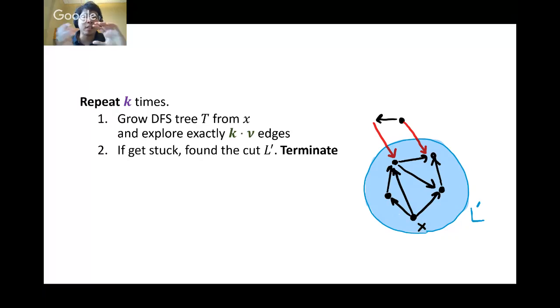Then the graph changes a bit, and if you run your DFS tree and you cannot explore, you get stuck before you can explore k new edges. Like here, you get stuck at L prime like this. Before you can explore k new edges, then you just return what you have, all the nodes that you have explored. This is L prime. So L prime is all the nodes that you have explored when you get stuck.